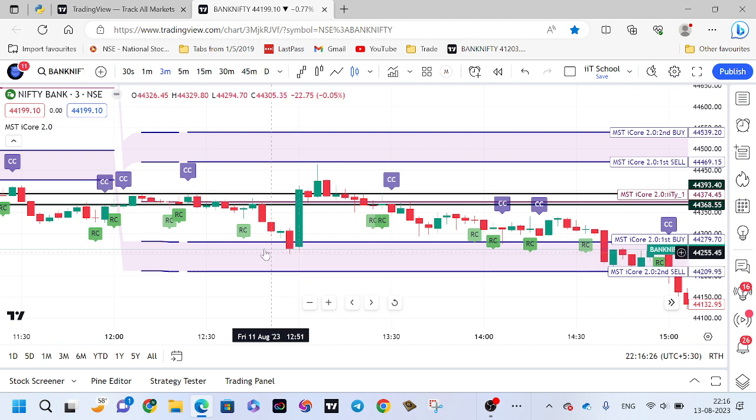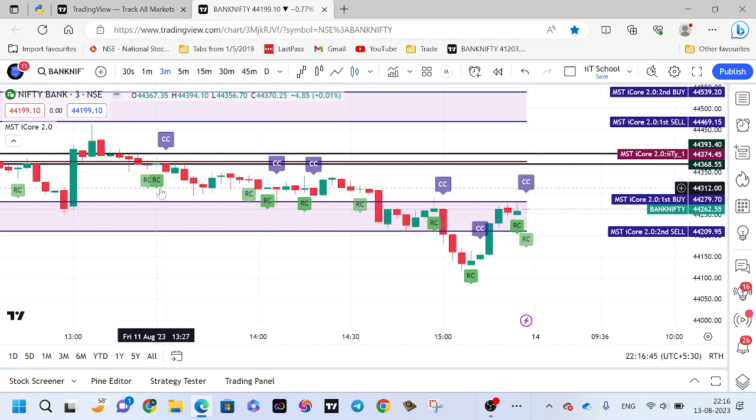Clear? Next, here see RC, but there is no CC. There is no confirmation candle here, but RC is there. So now if you want to trade, we are not supposed to trade. If you want to trade for sure, then mark the high and low of these two candles. Whichever side is broken, that side you can trade.